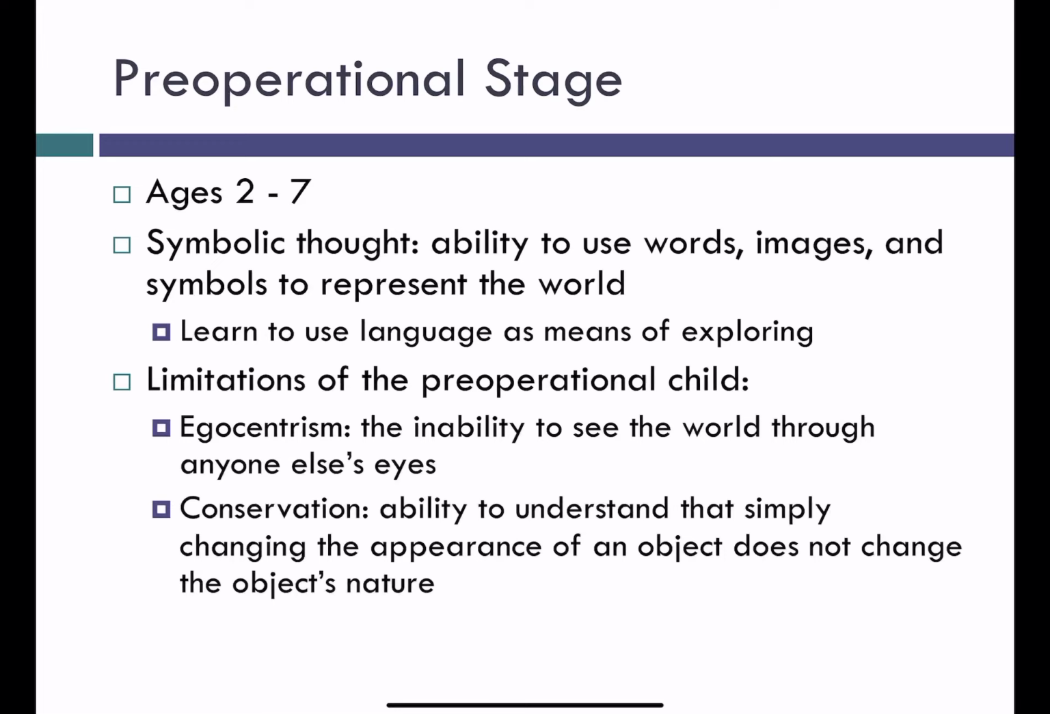Pre-operational kids do have some limitations, so they tend to make mistakes of egocentrism, so they're not good at taking other people's perspectives. So they'll do things like close their eyes and think that you can't see them. They also tend to fail tasks of conservation, which is understanding that simply changing the appearance of an object doesn't change the object's nature. So for example, if you have 2 glasses of water, one is short and fat and one is tall and skinny, you pour it from one to the other, it doesn't actually change how much water you have. But young kids in this stage will say that it actually does.